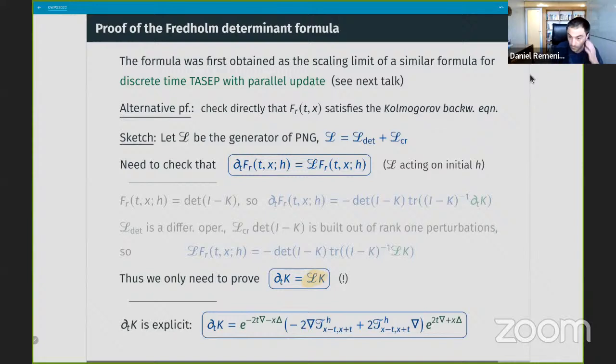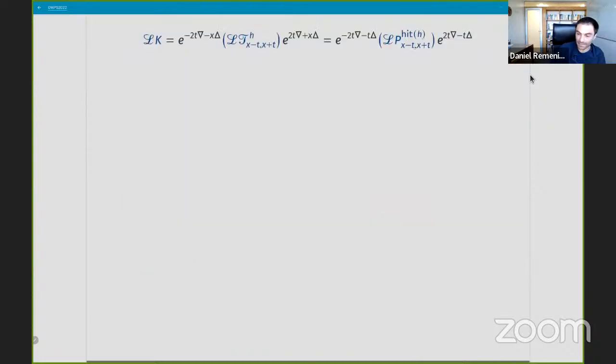Now, L of K is more complicated, of course, because it involves the dynamics. So I'm going to apply L to K. This is my last line. K was this complicated operator, but remember L acts on h. And h, in this whole operator, the only place where it appeared is in this p hit probability. Everything else was these semigroups. And then there's this probability of hitting below h for this random walk going from x minus t to x plus t. So basically, this is all I have to compute, this L applied to this probability, p hit.